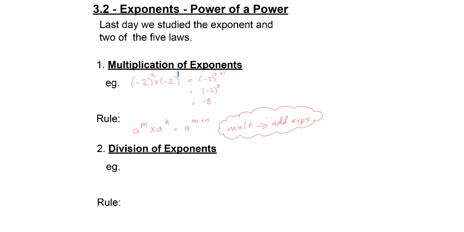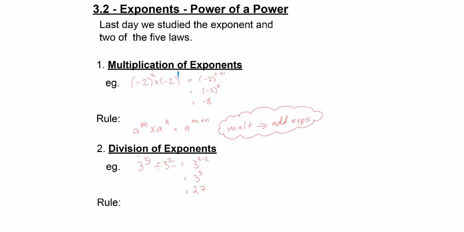Now, let's take a look at the following example for division of exponents. 3 to the 5 divided by 3 to the 2. What I'd like you to do is calculate the solution. Pause right here and do it, and then we'll see what our solution is. Well, we get 3 to the 5 minus 2, which is 3 to the 3, which is 27.